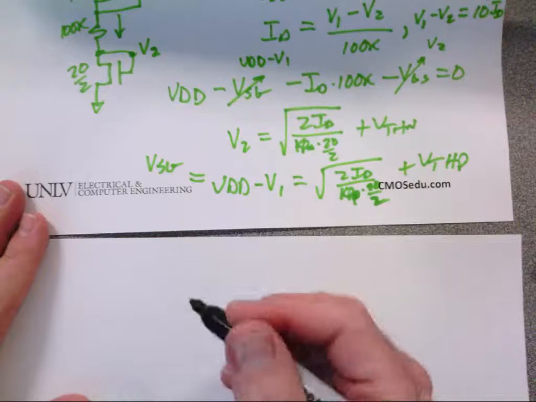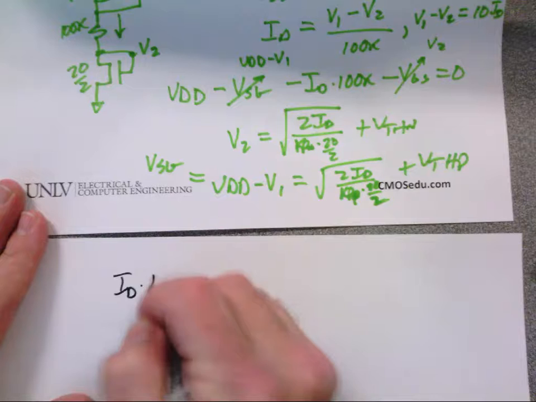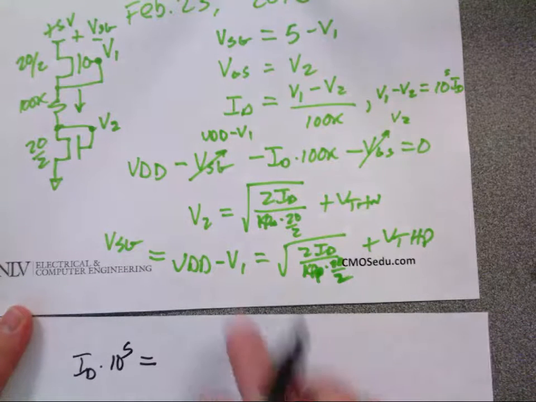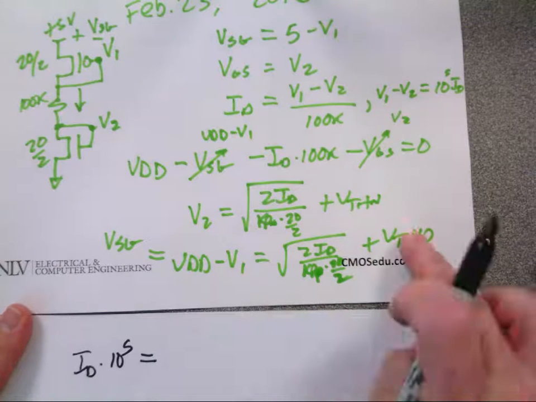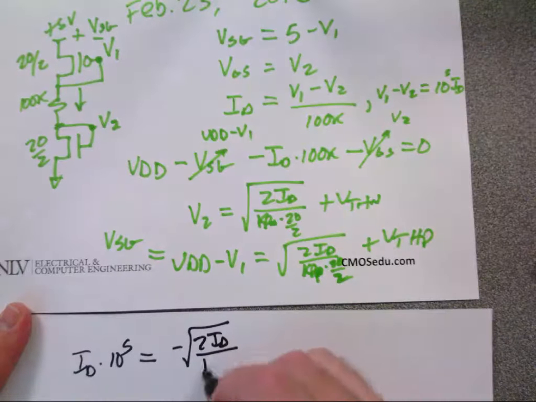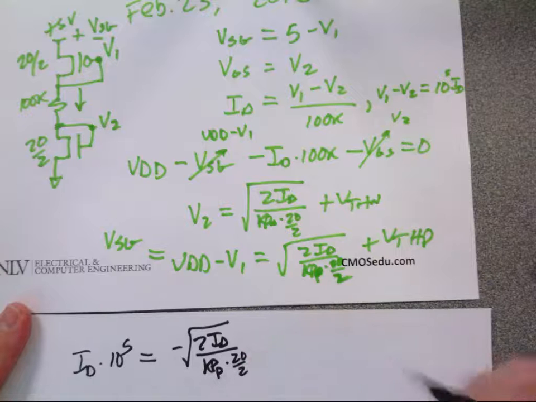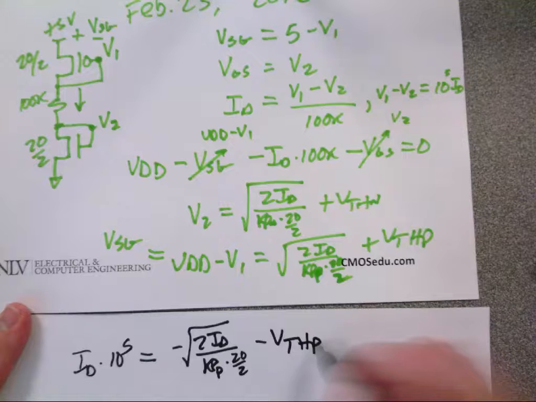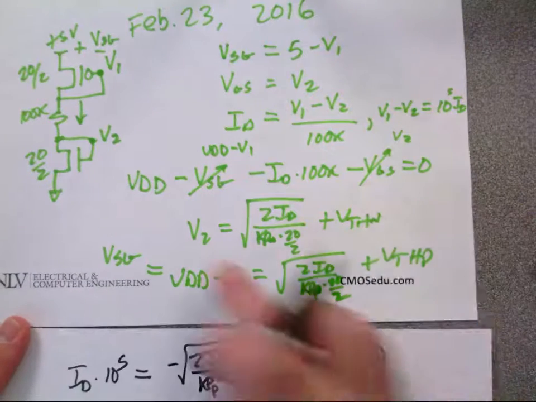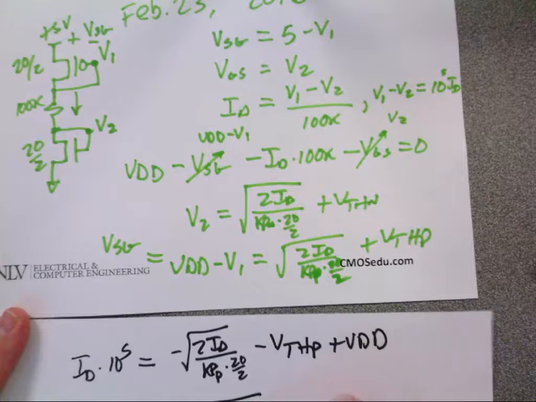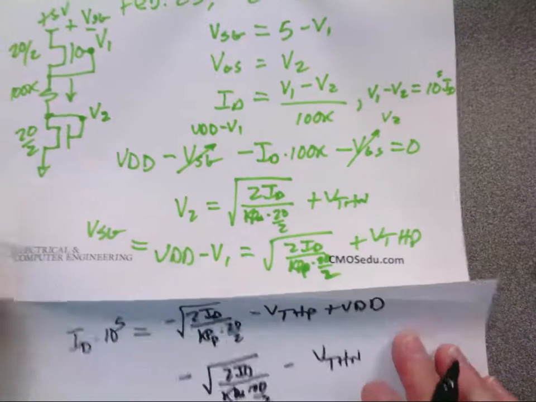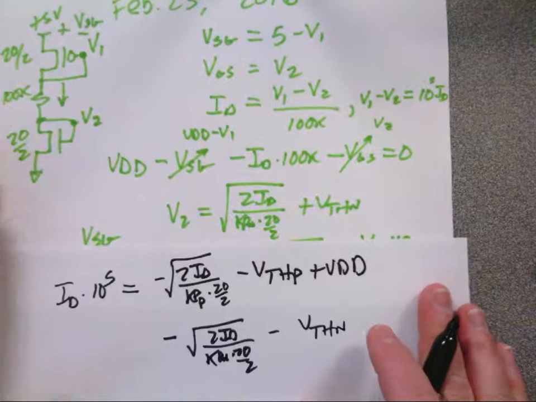Okay, so let's write ID times 10 to the 5th right there equals V1 minus V2. So V1 I can write as, moving this over, tell me if I skip too much algebra, but I hope not, square root 2ID over Kp sub p times 20 over 2 minus V threshold p plus VDD. Is everybody okay with that? Minus V2, and V2 is this, so we get minus square root 2ID over Kp sub n times 20 over 2 minus V threshold n. Is everybody okay with that? Any questions?